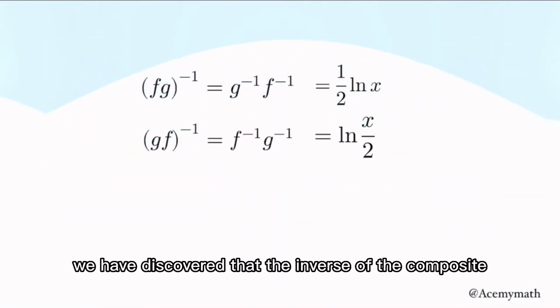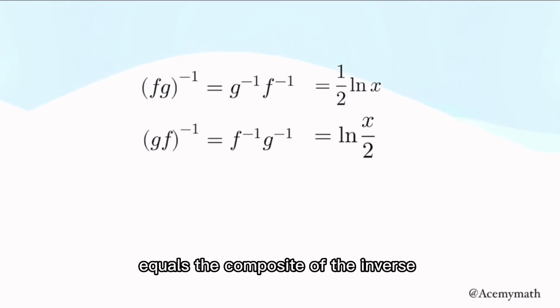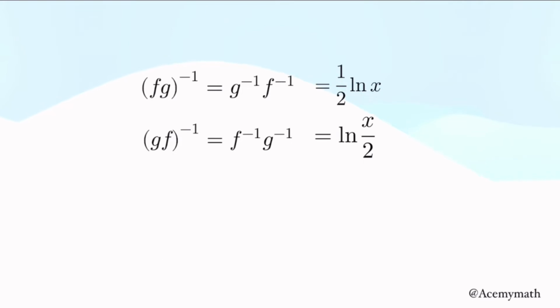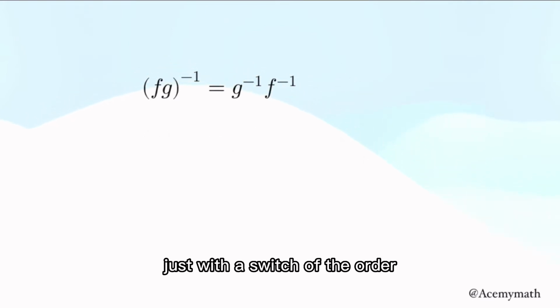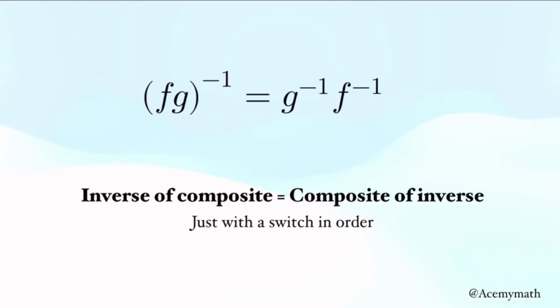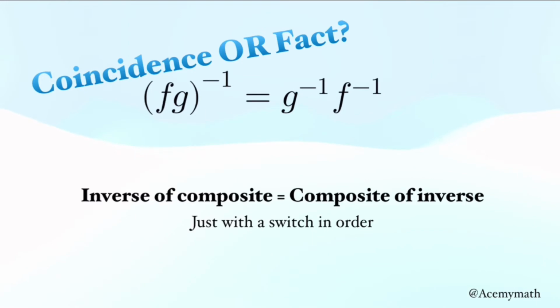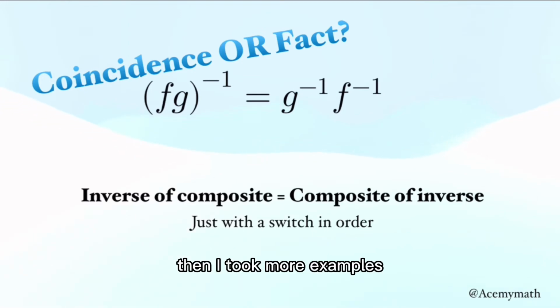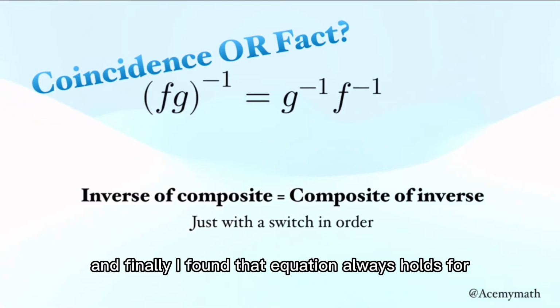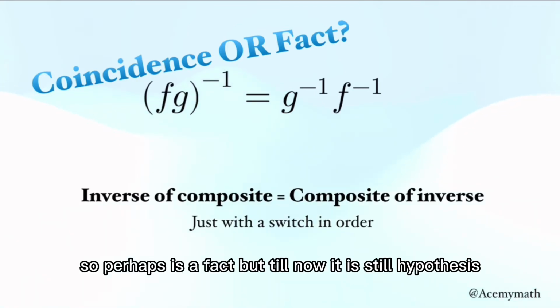Generally, we have discovered that the inverse of the composite of the two functions equals the composite of the inverses, just with a switch of their order. Is it just a coincidence, or is it true for any given functions? Then I took more examples, and finally I found that the equation always works for all the functions I picked. So perhaps it's a fact, but till now, it is still a hypothesis.